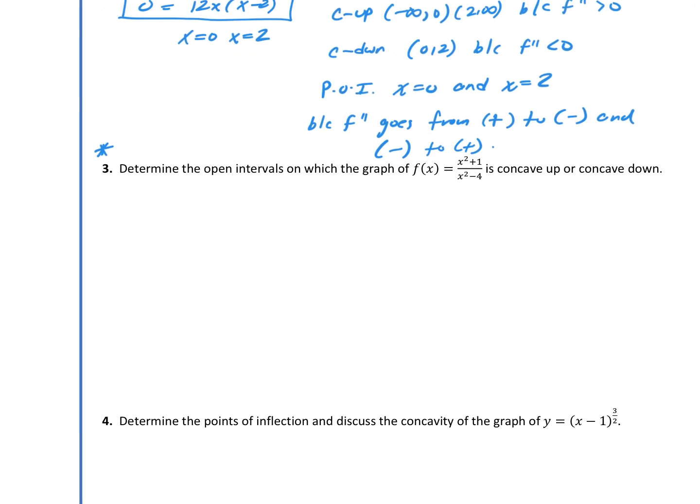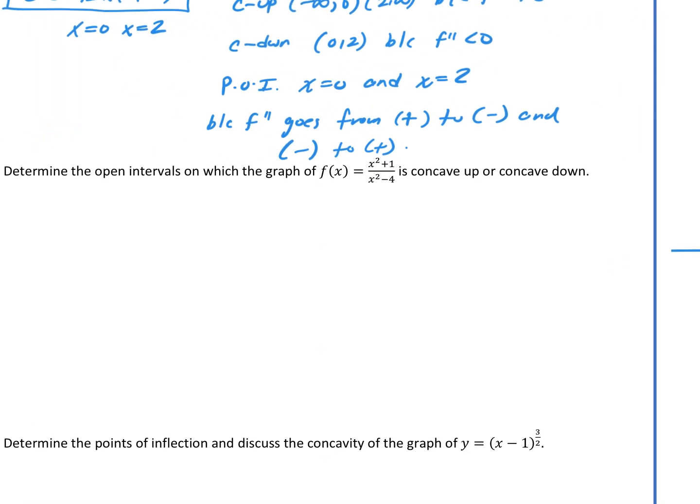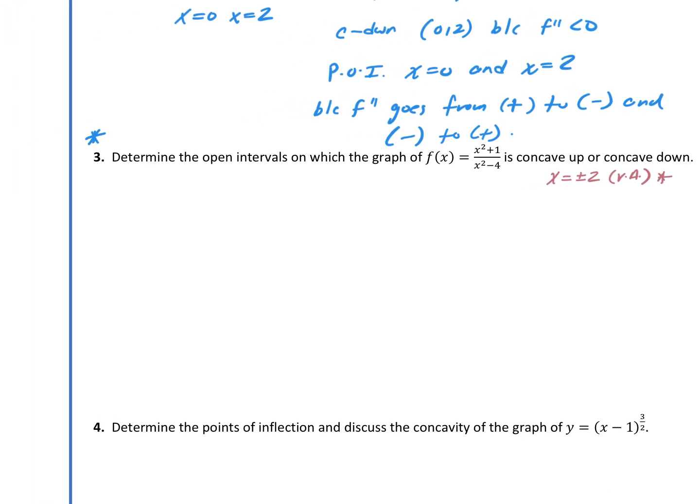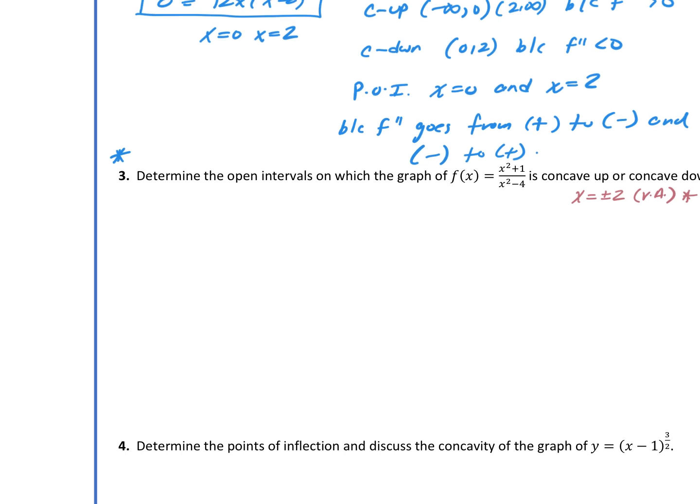So when I look at this, the original function, we know that there's two vertical asymptotes. So x equals plus or minus 2, they are vertical asymptotes, okay? But they're still going to be important. All right, this video is dragging, so I'm going to just give you the first derivative.